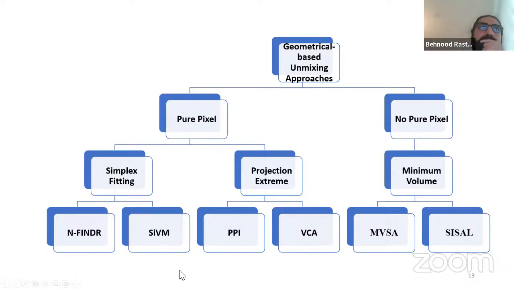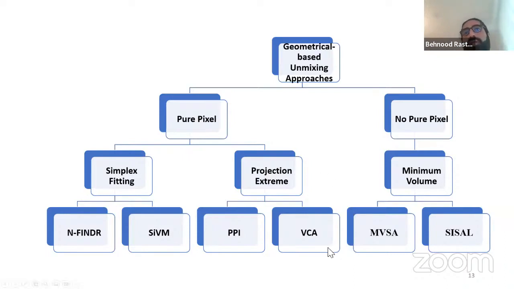So basically, in these types of techniques, you iteratively project your data set and try to select the extreme points which you believe correspond to the endmembers. And the pixel purity index is one of these techniques. The way that it works, it projects the data onto random vectors, and then scores the extremes each time, and then basically selects the endmembers based on the scores.